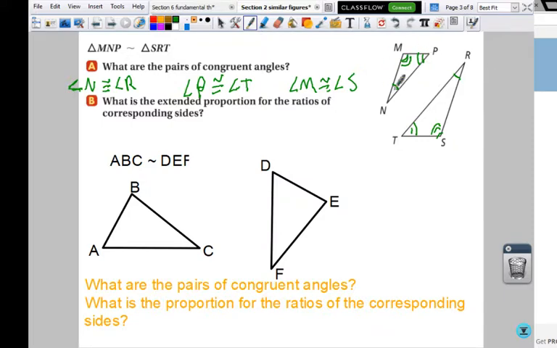So what's the smallest side on this triangle MNP? MP. MP, right? So I'm going to go MP over, what's the smallest side of my big triangle? ST. ST, yep. Make sure we match up the right angles. And that is going to equal, what's the middle side on this top triangle here? MN. And what's the middle side of my big triangle? SR. And then it's going to equal our big side. Let's go PN over my big side TR.